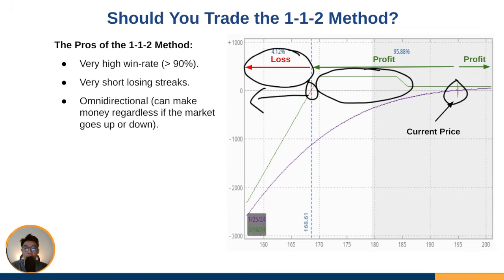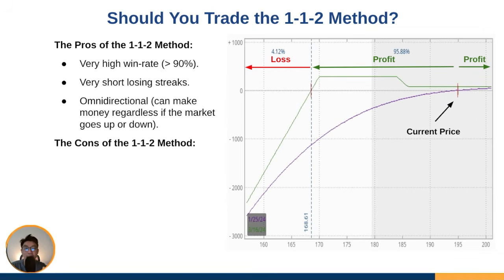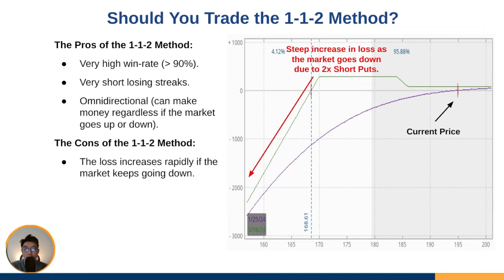Now that we know the pros of this strategy, let's get into the cons. So the very first con is the loss, right? Because you have two short puts right now. So your loss really increases rapidly as the market keeps going down, right? So if the market keeps going down, you can see that this is a pretty steep decline down here, where you start to lose pretty quickly.